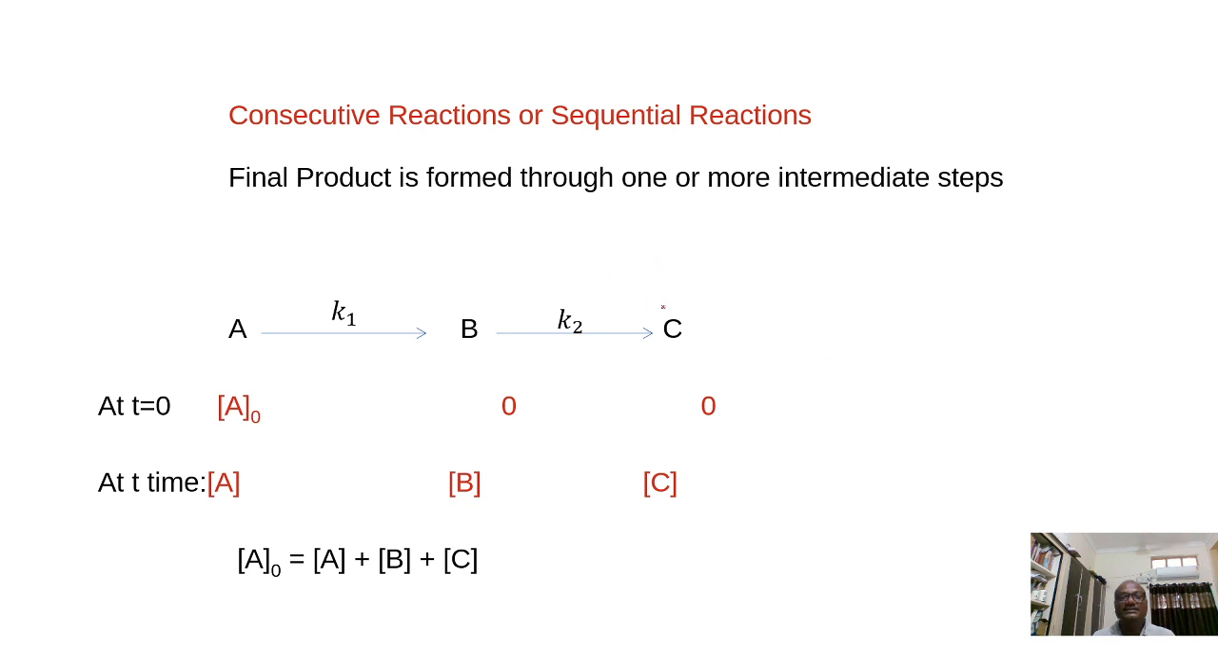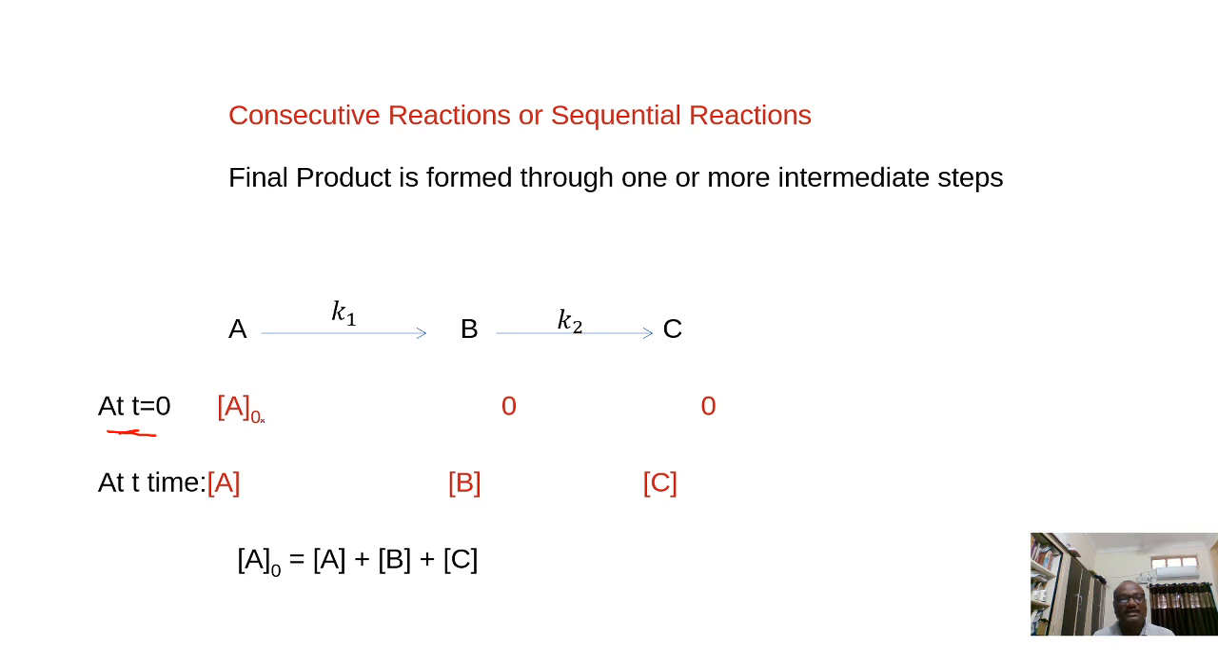The final product here is C in this representation. A gives B, B is the intermediate, and again B is converting into C. So the final product is formed through one or more intermediate steps. Such reactions we call consecutive reactions. Let's consider this reaction: A gives B, with rate constant K1, and again B gives C, with rate constant K2. Now at time t, in the beginning of the reaction, we say the concentration of A is a naught, because this represents the initial time.